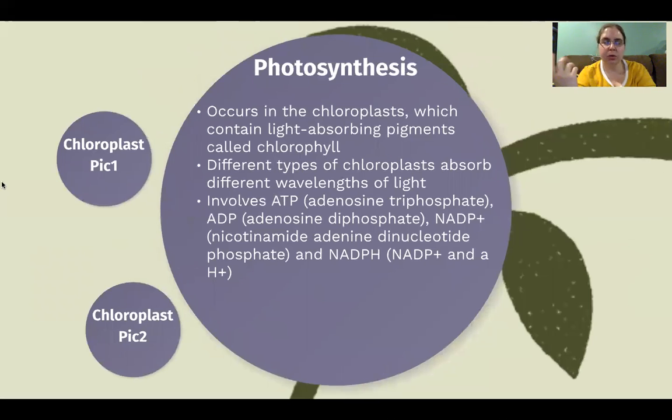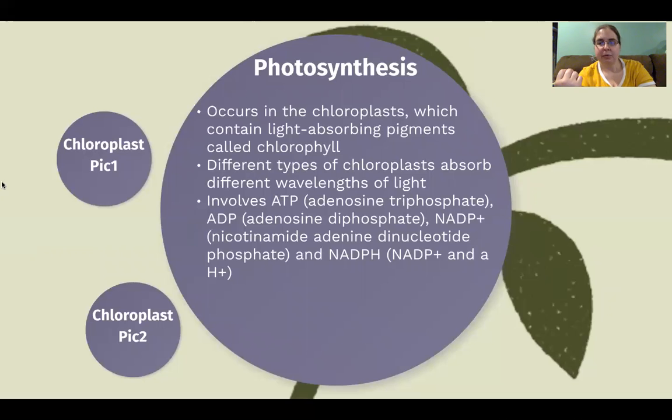Let's talk a little bit more about photosynthesis. Photosynthesis occurs in a particular organelle, which is called the chloroplast. And within the chloroplast, there are specific pigments that will absorb the sunlight, meaning that they're actually going to absorb energy from the sunlight. And these pigments are called chlorophyll.